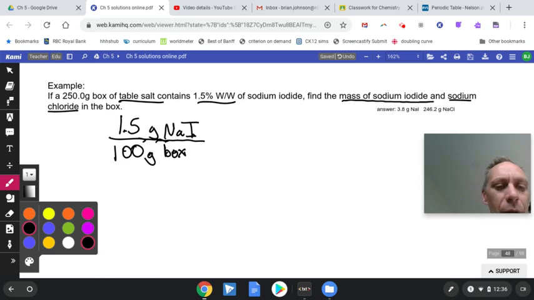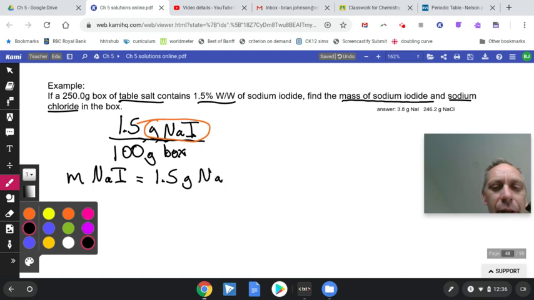Okay, so the way to do this is we're looking for the mass of NaI. So let's start with that. Here it is right there, grams of NaI. In unit analysis, you always put the unit you're looking for first on top: 1.5 grams of NaI. Now, it can't magically appear on its own. It's in a 100 gram box.